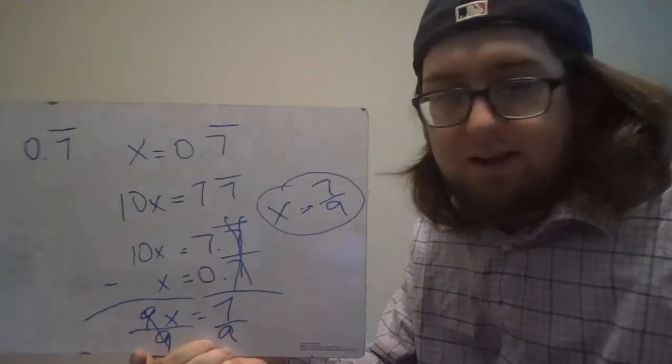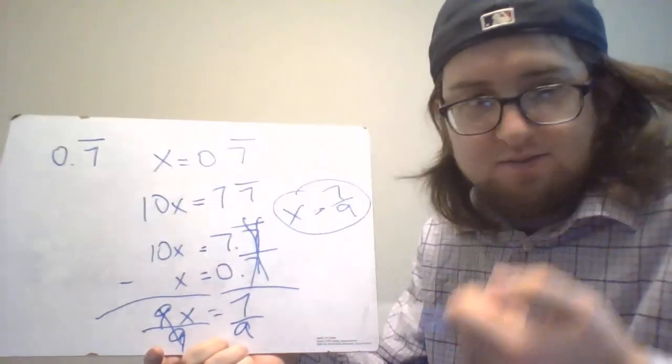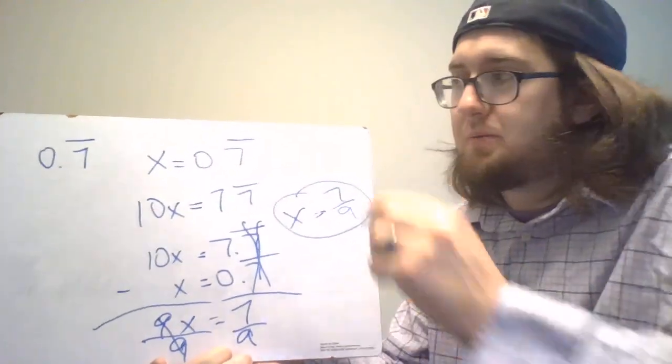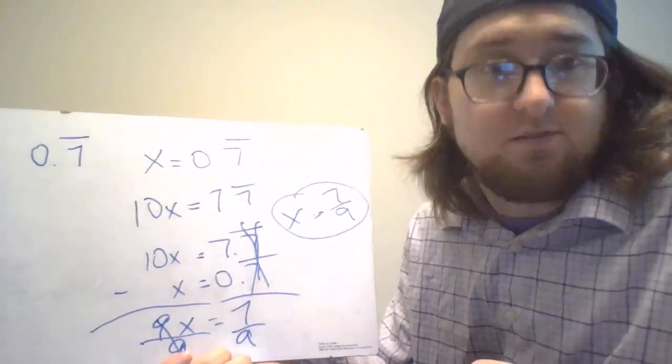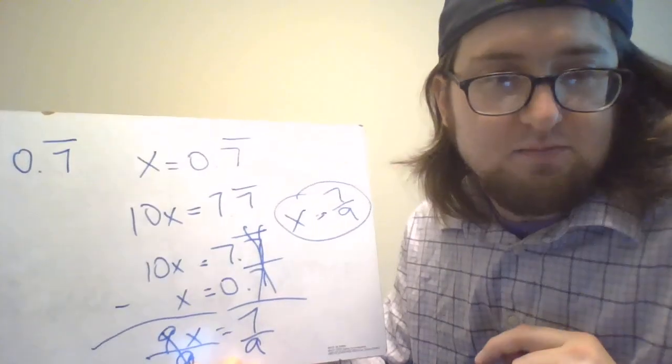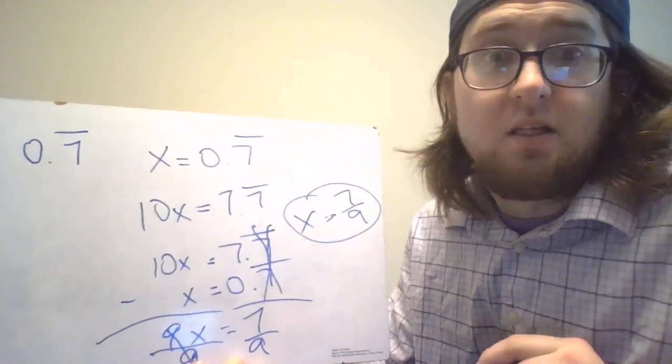If you don't believe me right now, put this in your phone calculator. Say, what is 7 divided by 9? I guarantee you it'll be 0.7777777. That's how you write a repeating decimal as a fraction. Let's do one more.